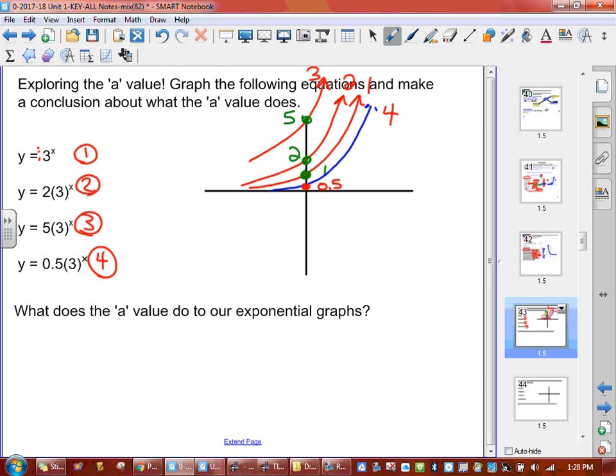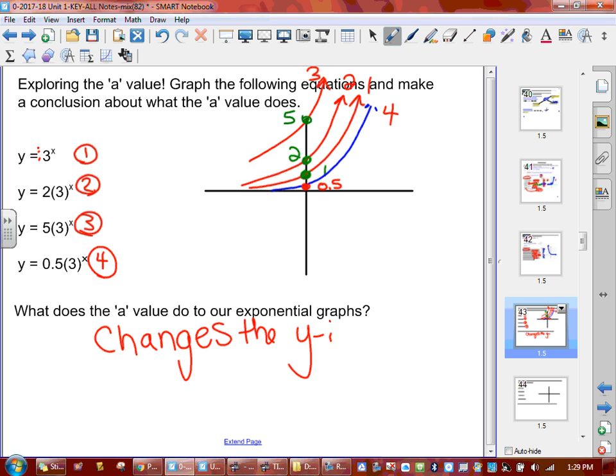Okay. What does the a value then do to our exponential graphs? It changes the y-intercept. So it changes the y-intercept, or the starting amount if it's problem solving for bacteria or something. All right. Next, so now we're going to graph them.